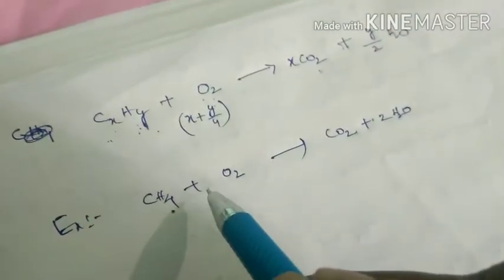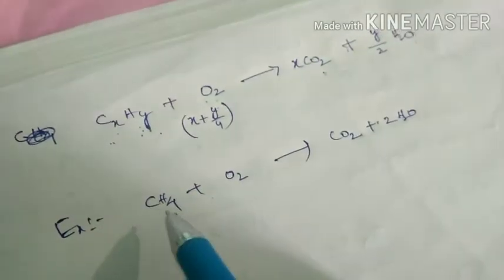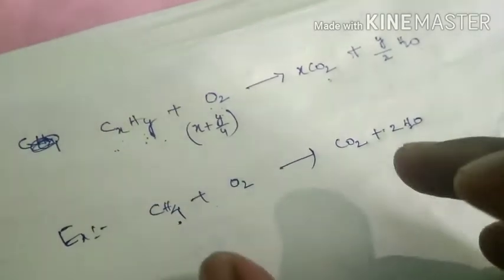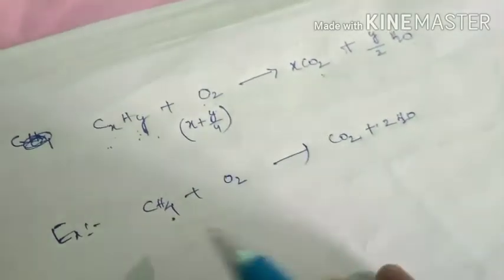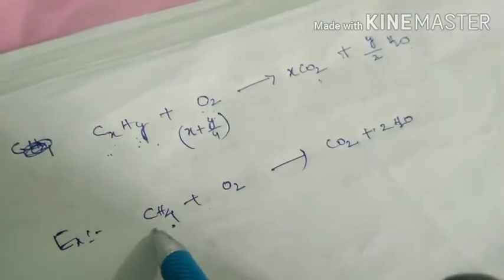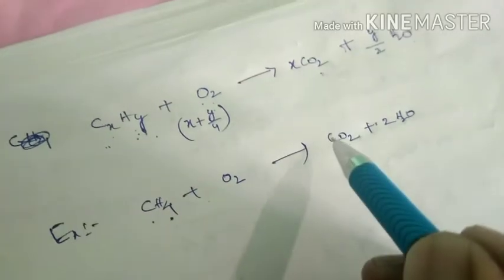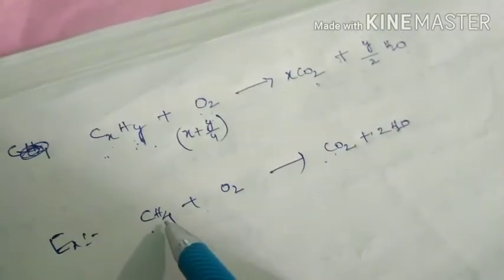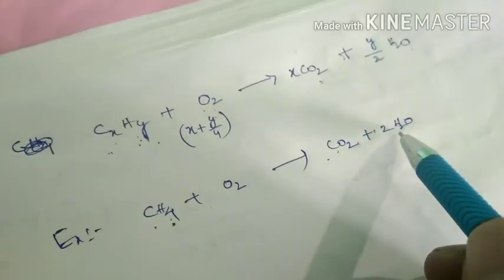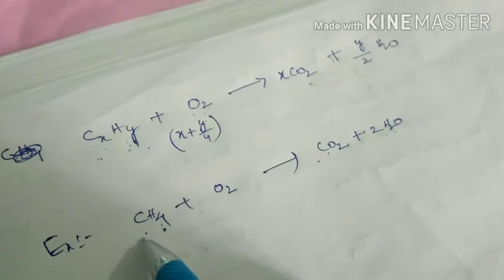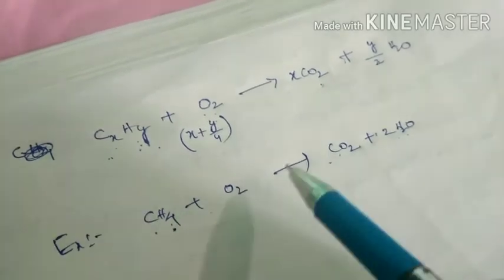Then it is to be balanced. This reaction is to be balanced. Not only this reaction, every reaction should be balanced. After completing the reaction, you have to balance. See, here on the left side the number of carbon atoms is 1, right side the number of carbon atoms is 1. Left side the number of hydrogens is 4, right side the number of hydrogens is 4, 2 twos are 4. That means carbon atoms and hydrogen atoms are both balanced.